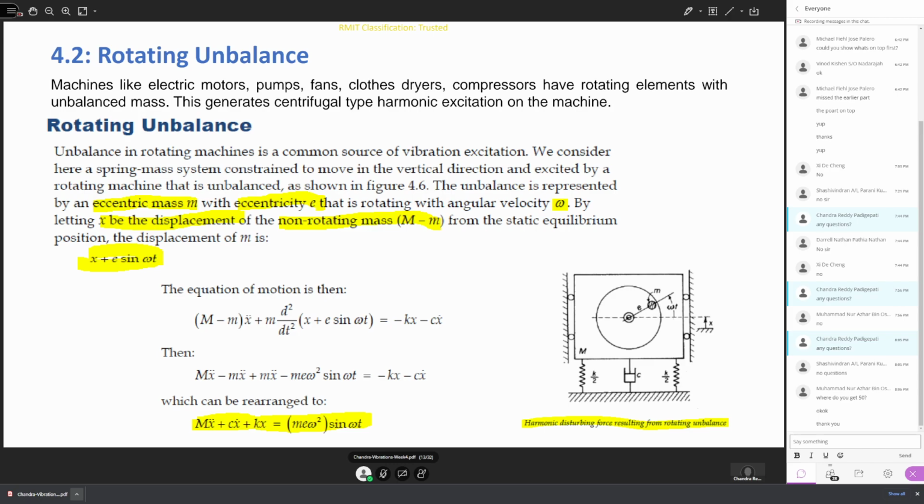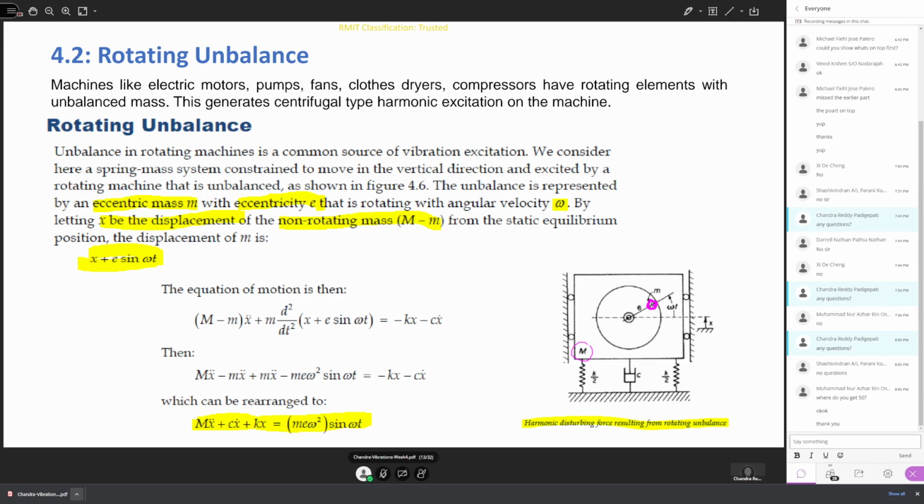Now just to understand this unbalance of a rotating system, you need to look at this figure. I'll show you the figure. There are two things which you need to know. This is a small mass m, and the system has a mass capital M. Capital M is the mass of the entire system, and small m is the rotating mass here.